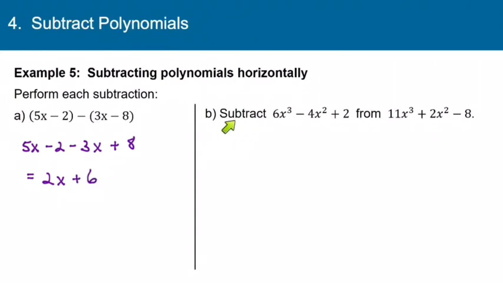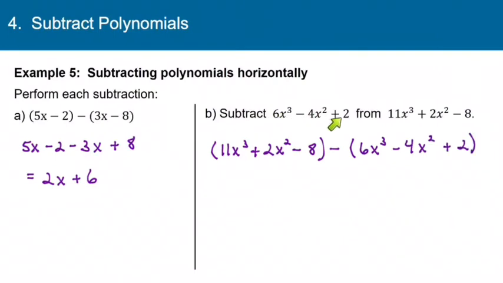Now on part B, be careful to read this very closely. It says subtract this polynomial from this polynomial. If you'll remember back to chapter 1, when we were talking about how to translate word phrases into subtraction, subtract this from that means that that has to come first. So if we're taking this away, it means we had to start with that. So we'll have 11x to the third plus 2x squared minus 8 minus 6x to the third minus 4x squared plus 2.